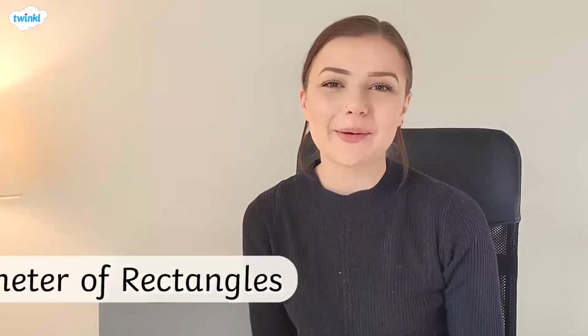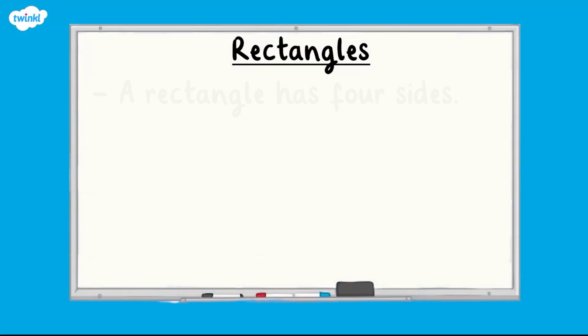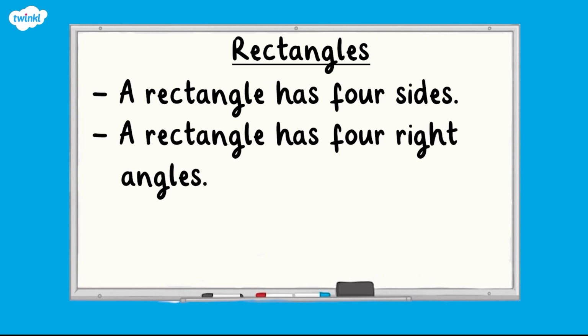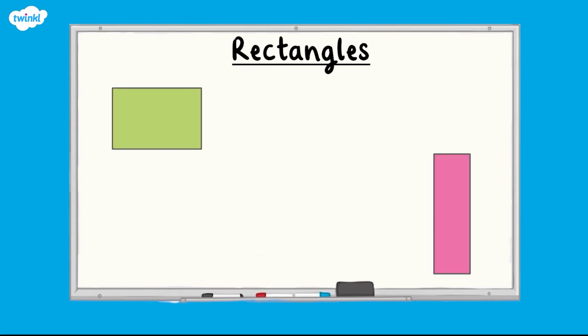This video is here to help you to calculate and measure the perimeter of rectangles. First, let's recap the properties of rectangles. A rectangle is a shape with 4 sides and 4 right angles. The opposite sides of a rectangle are equal. These are all examples of rectangles.